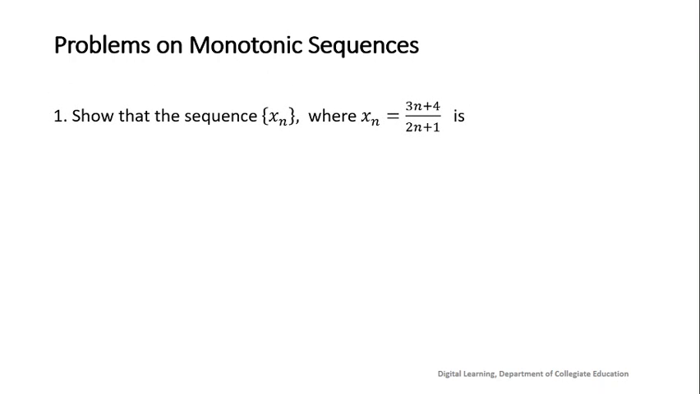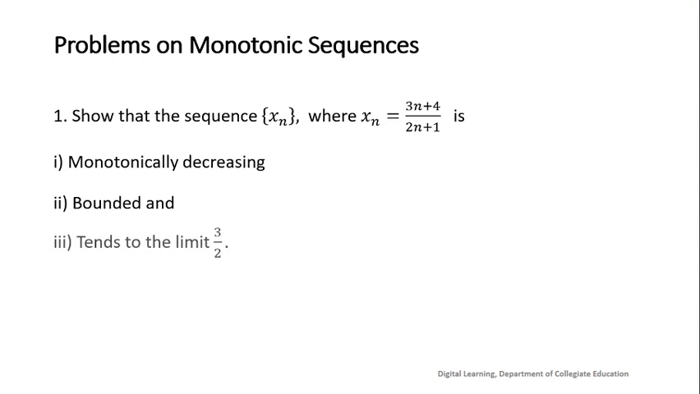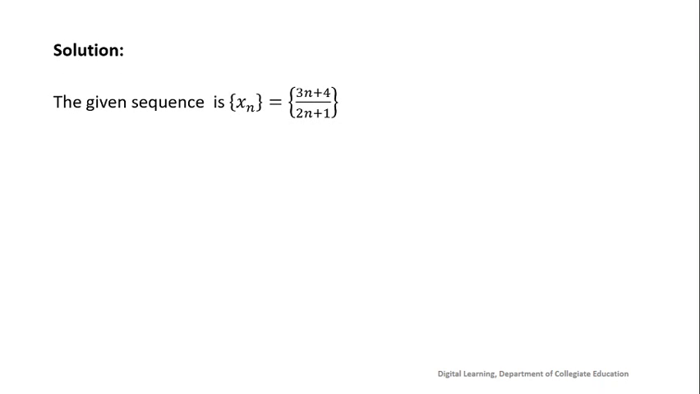Show that the sequence xn, where xn equals (3n plus 4) by (2n plus 1), is monotonically decreasing, bounded and tends to the limit 3 by 2. Solution. The given sequence is xn equals (3n plus 4) by (2n plus 1).